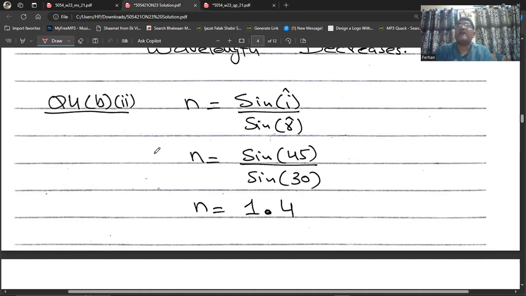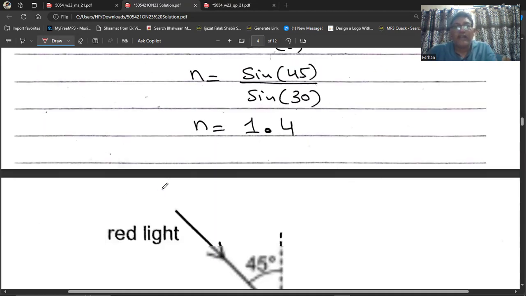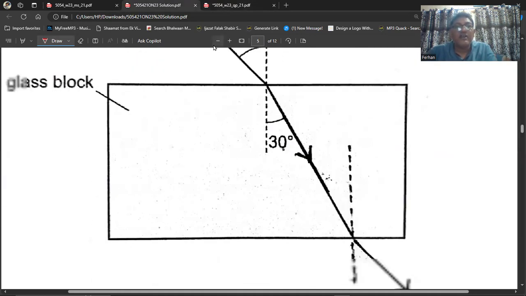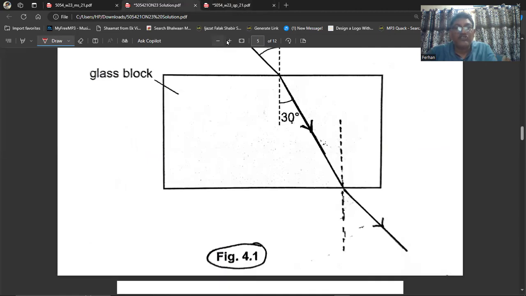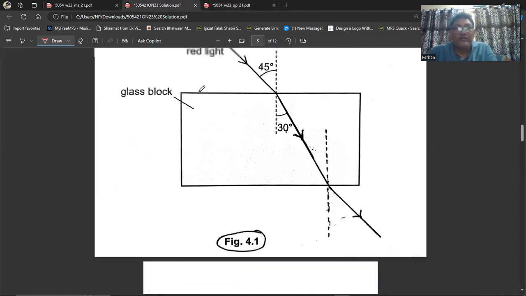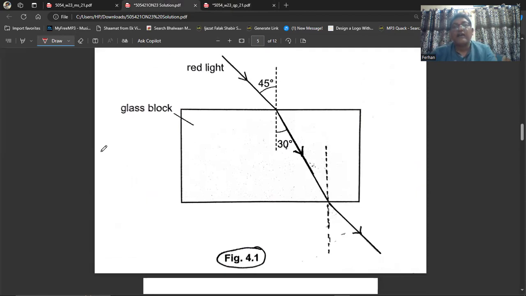That's why it will bend away from the normal. And here you have to only show this. You don't have to do the calculations. Okay, so let me show you. So I think this diagram is showing up.